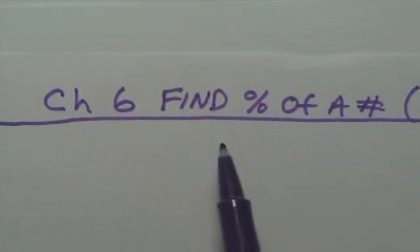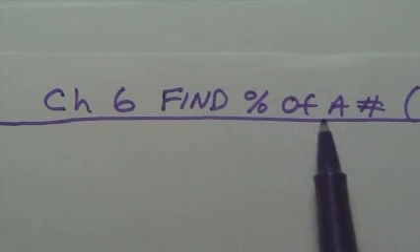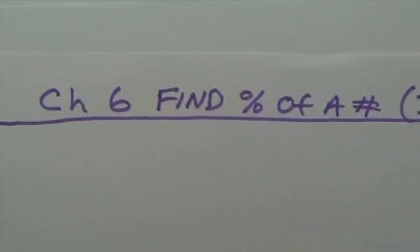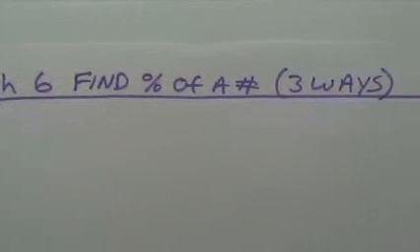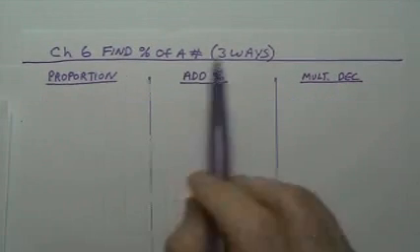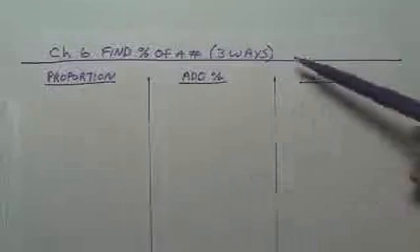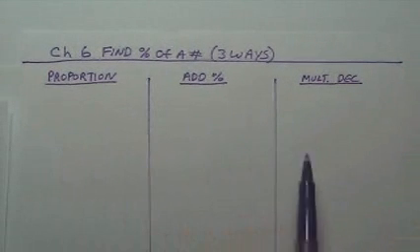We're still in chapter 6, and we're going to find percent of a number. There are actually 3 ways of doing this, and we'll show all 3 ways. So we'll draw 2 lines going down the paper to divide it into 3 parts.